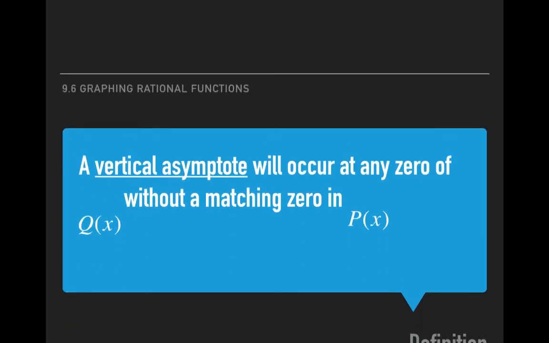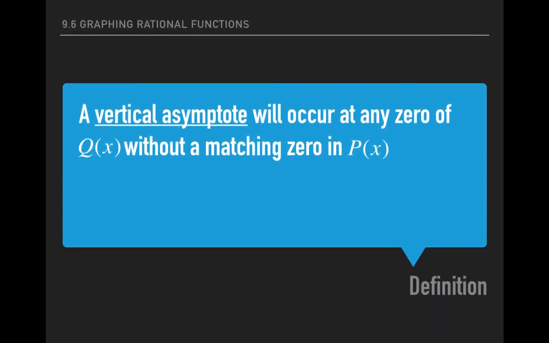All right, so those are the types of discontinuities. A vertical asymptote is one of the discontinuities, and it will occur at any zero of q, which is your denominator, that doesn't have a matching zero in p.